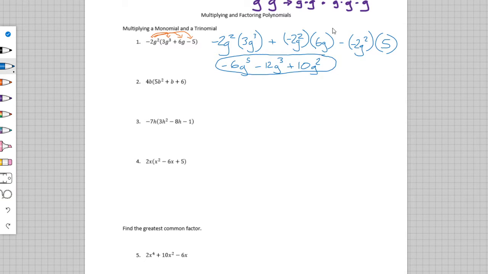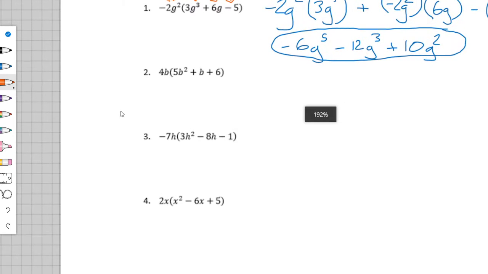Alright. So then on the next one, same concept. I'm just going to zoom in just a little bit. So we're going to distribute that in. So 4b is going to be multiplied, multiplied, and multiplied. So 4 times 5, I'm going to do this just a little bit quicker. So 4 times 5 is going to be 20. b times b squared is going to be b cubed.